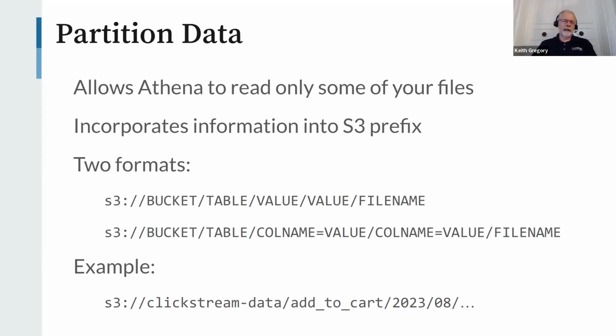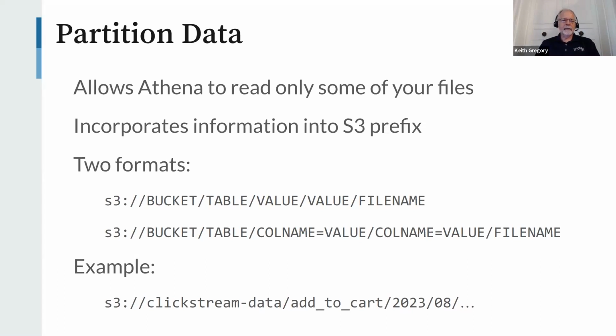So for example, for my Clickstream data, I have S3, Clickstream data is the bucket, add to cart represents the table name, and then I have it broken up by year and month. There are two formats. This first one is what you get if you use, for example, Kinesis Firehose to write your files. The second one is what you get if you use Hive or certain other tools to write your files. Athena doesn't really care. It will take both.